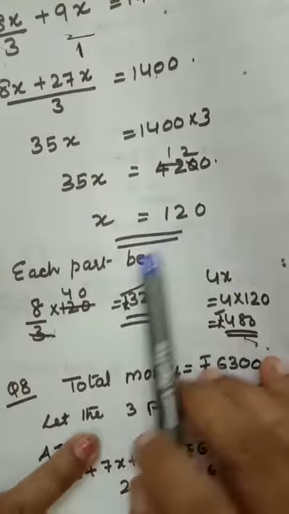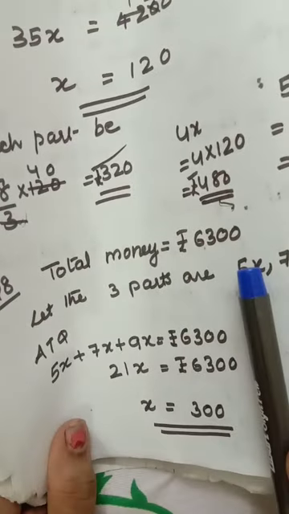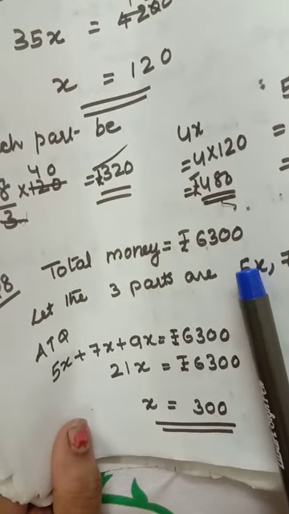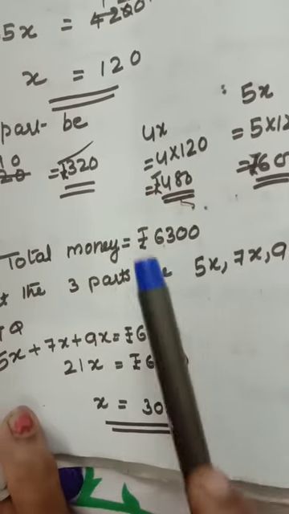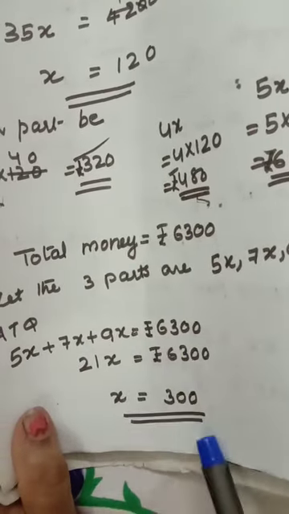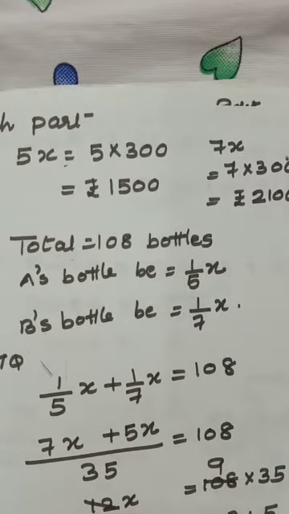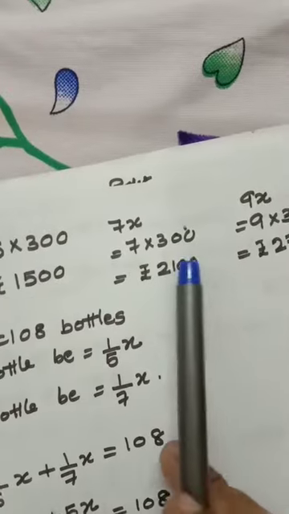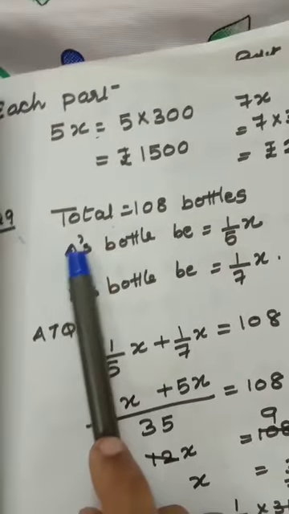Next, question number 8. Total money is 6300, in 3 parts in the ratio 5:7:9. That means 5x, 7x and 9x. You add it, and you will get x equal to 300. Put x equal to 300 in each part. You will get 1500 rupees, 2100 and 2700.